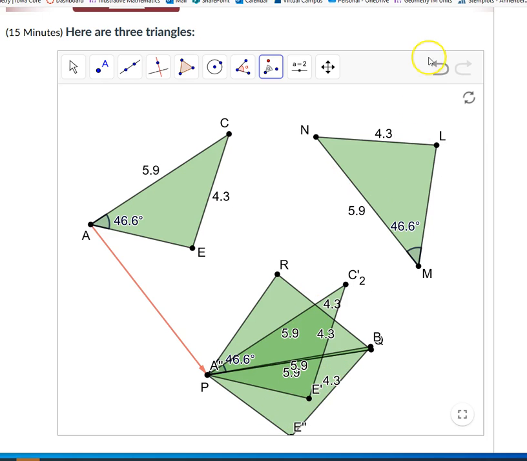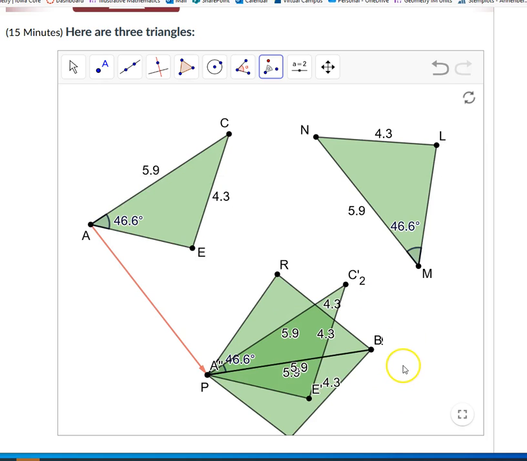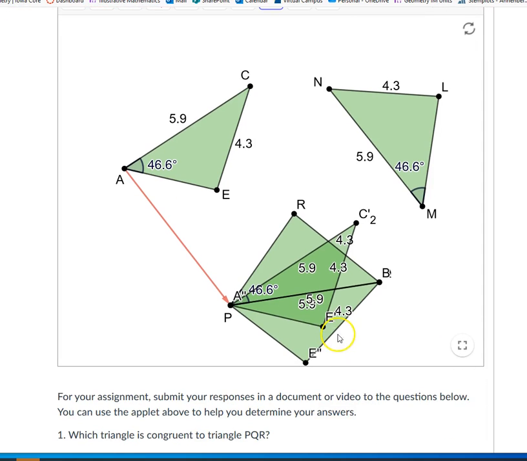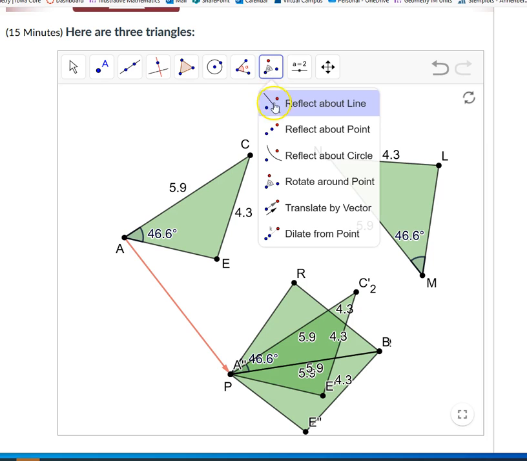As you can tell, this is a little tedious, but this is part of it. Bingo, there we go. It is mapped exactly on there. Now that I have it mapped on there, I need to do a reflection. I need to reflect it about line PQ. So I need to select the reflection tool.